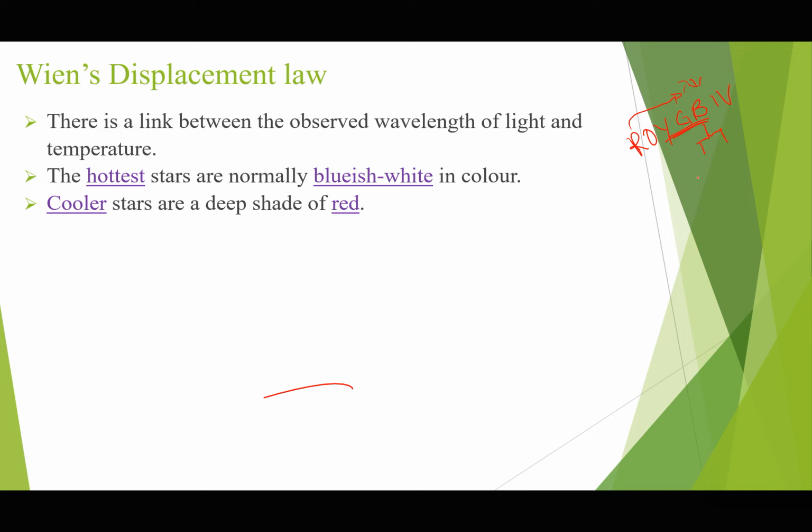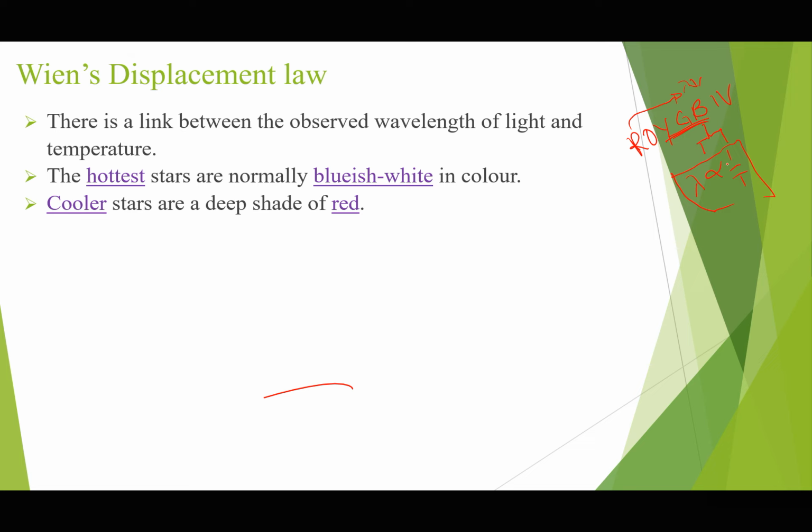So we can start thinking that the wavelength is somehow inversely proportional to temperature, because we have seen that the hottest stars are bluish white or blue in color, and the cooler stars are red in color. This means high wavelength means lower temperature, and low wavelength means high temperature. So there's an inverse relationship between wavelength and temperature, which was established by Wilhelm Wien in 1893.